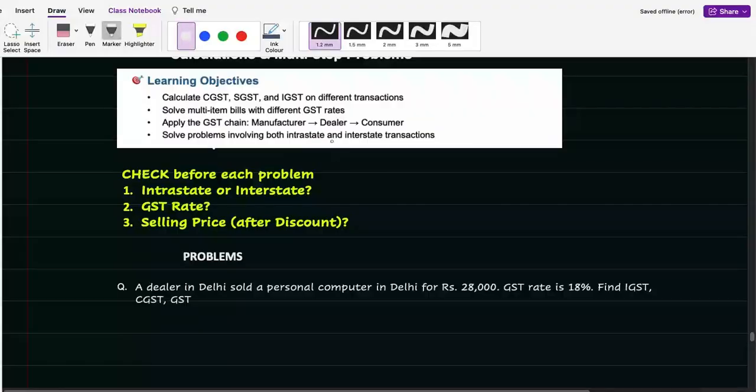First of all, whether the problem is related to intrastate or interstate, that is the first step. Then, what is the GST rate applied to that particular product? Then, what is the selling price, whether there is any discount or any additional costs involved for the end product. That is known as the selling price. So we need to apply GST on the selling price. Understood? Great. So we will do some problems now.